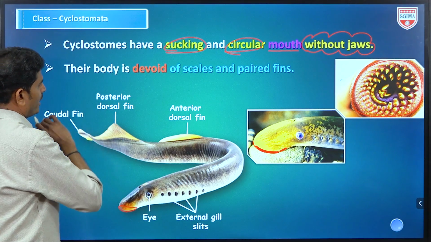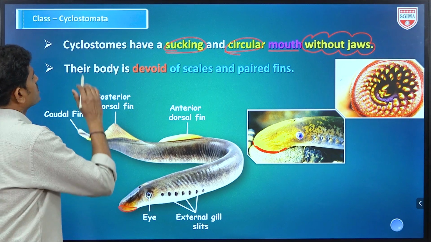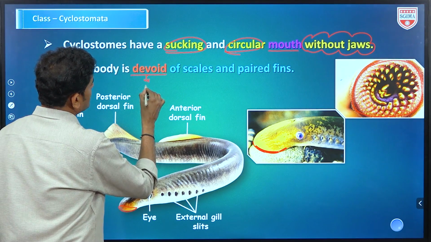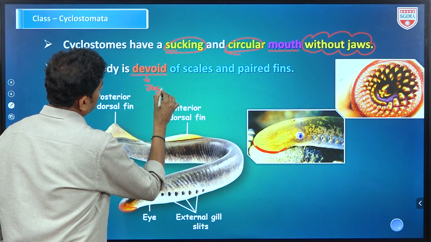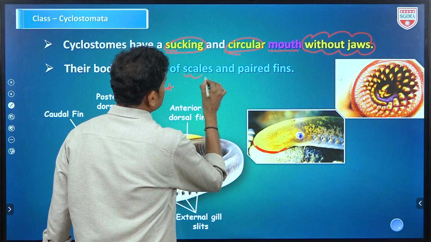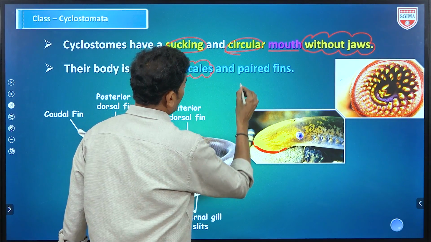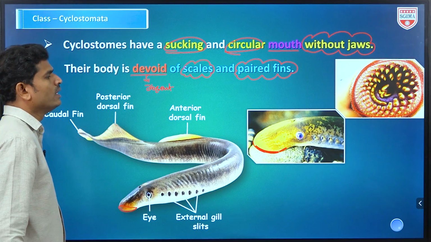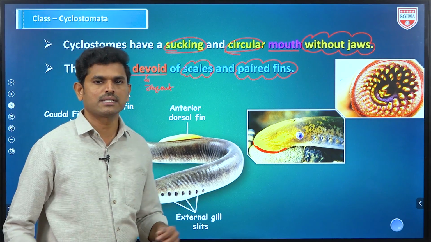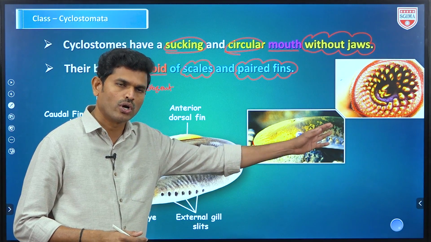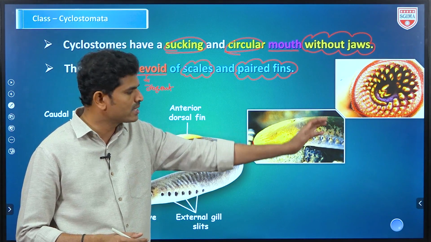And one more point, external characters only. Their body division, that is, absence. Absence of which one? Scales are absent on the body, and paired fins are also absent. So scales we generally see in fishes, different varieties of scales. We will see the different varieties of scales in Osteichthyes fishes and Chondrichthyes fishes later.